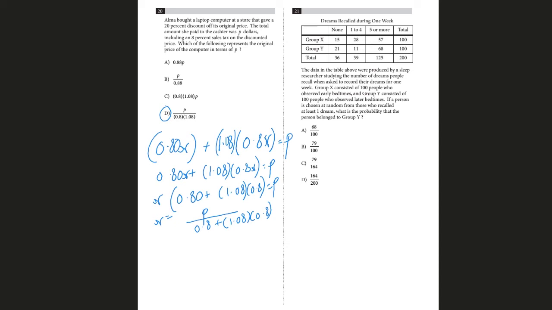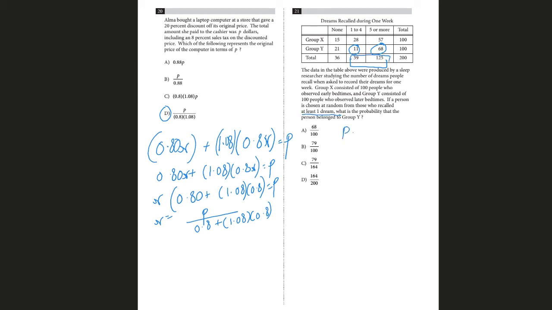So you're just gonna take group Y, either it's 1 to 4, or it's 5 or more. So you're gonna do 68 plus 11 divided by the total sample. Actually, no, not the total of the sample, the total of this. Because if a person is chosen at random from those who recalled at least one dream, this is the total number of people who recalled at least one dream.